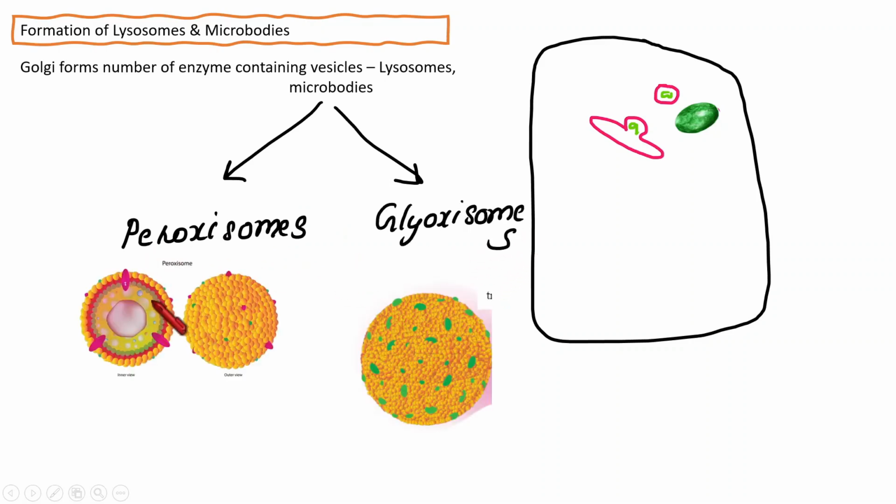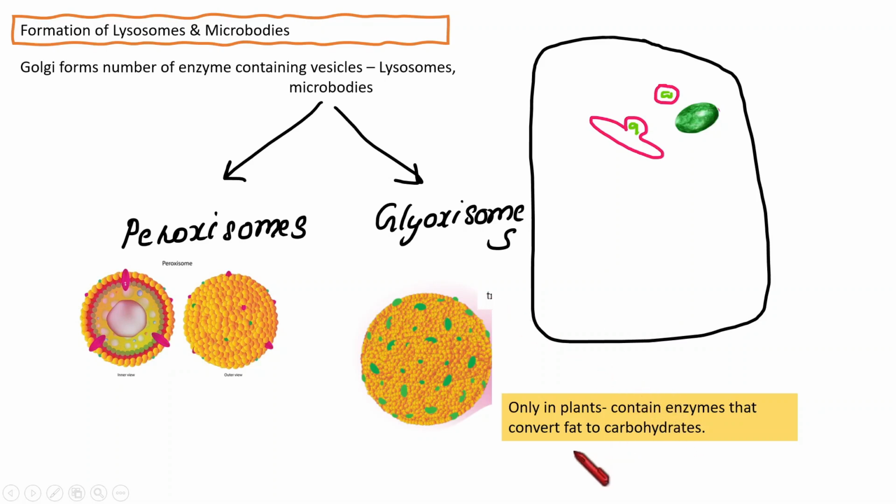The peroxisomes contain enzymes that carry out oxidation reactions, and the glyoxysomes contain enzymes that convert fat to carbohydrate. And one more point: glyoxysomes are present only in plants. So in that way, the Golgi complex gives rise to lysosomes and microbodies.